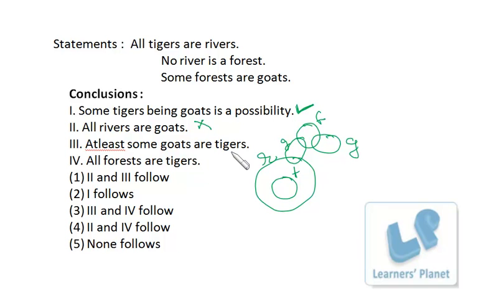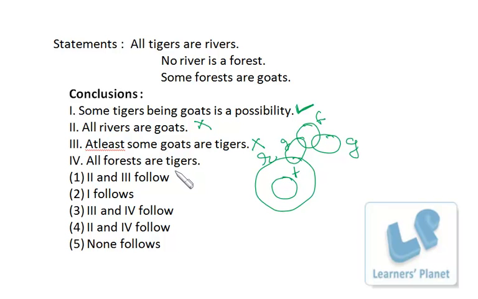At least some goats are tigers. So can we see any intersection between goats and tigers? See, here we are talking about possibility. So here also surety cannot be there. It's just a possibility, right? So we have selected this and it will automatically be rejected, because in this case there is no intersection between goats and tigers, and even in this case there is no intersection. There is a possibility that there is an intersection between the circle of goats and tigers, but that is not surety. There is no surety, so it's incorrect.